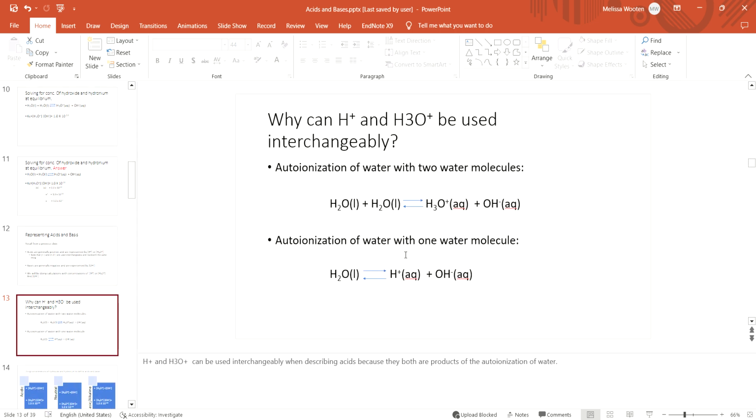So why is it that H plus and H3O plus can be used interchangeably to represent acids? Both H plus and H3O plus represent what can happen during the autoionization of water. Notice that H3O plus is the product of the autoionization of two molecules of water, and H plus is the product of the autoionization of one water molecule. Because both of these products represent the autoionization of water, this is why H3O plus and H plus are used interchangeably to represent acids.